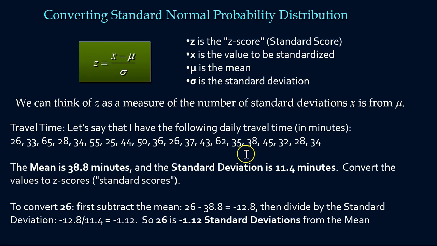Well, we can convert each of these observations into a z-score. So to take 26, the first one here, we're going to take exactly what the formula says. The z-score will be x, or 26, minus the average.